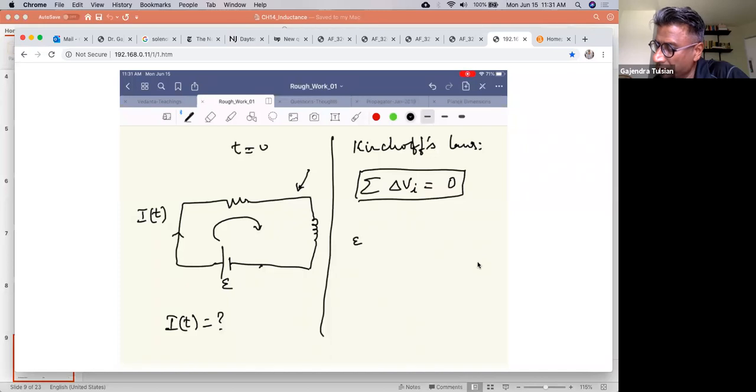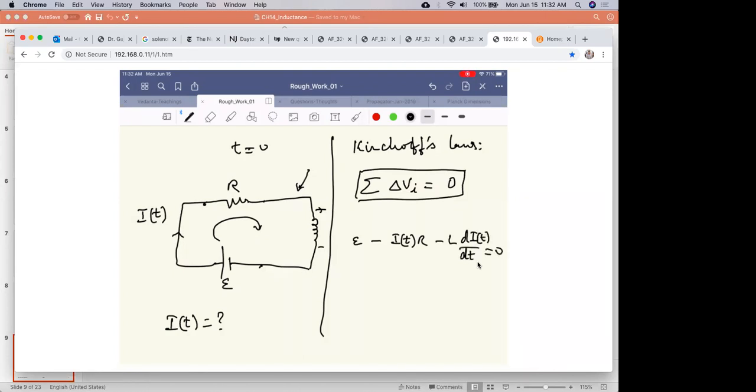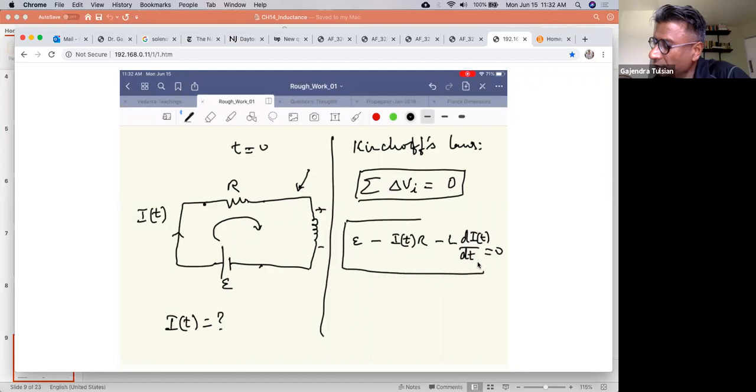Then we'll go across the resistor. Current flows from a higher voltage to lower voltage, so you're flowing with the current. So it's minus IR. And if the current is changing, if the current is increasing, this acts like a positive and this acts like a negative, and it's minus L dI by dt. So here's a differential equation that is modeling the behavior of the system.